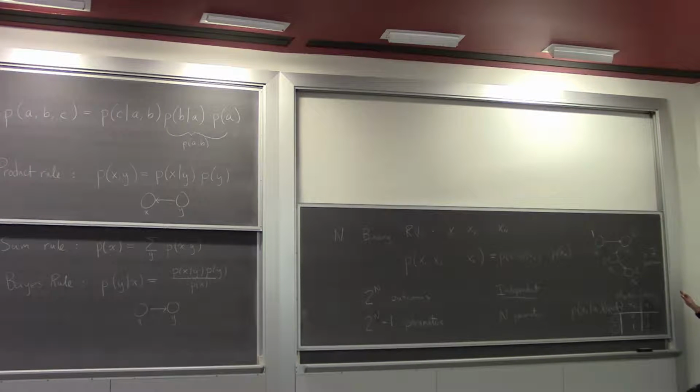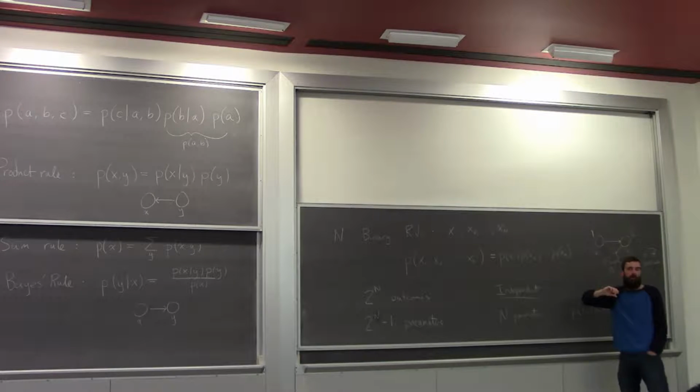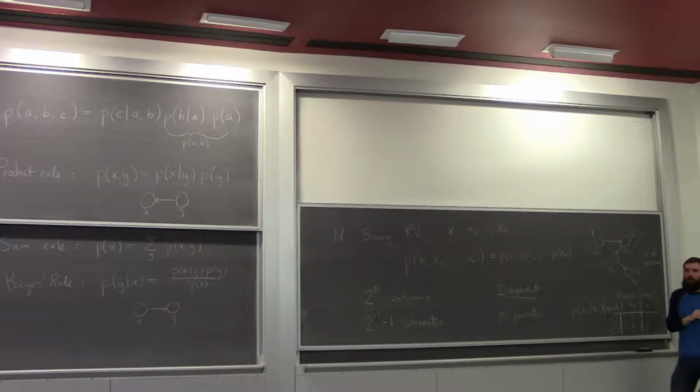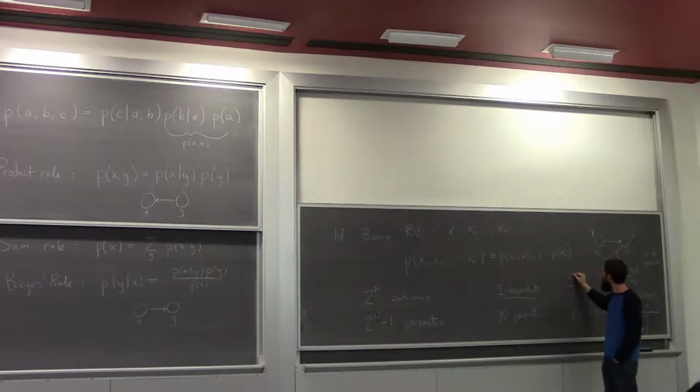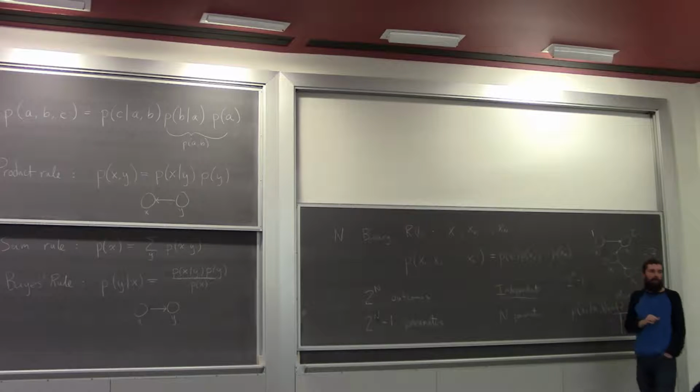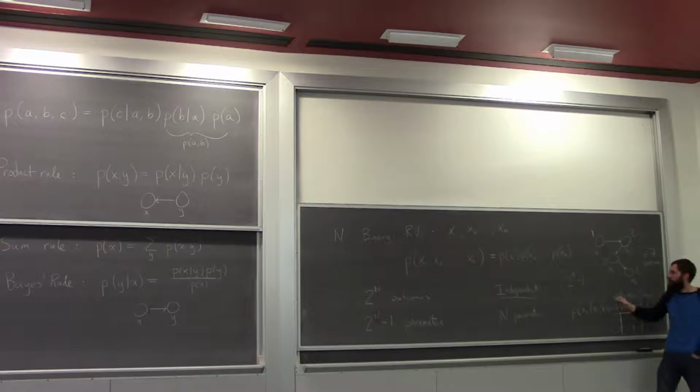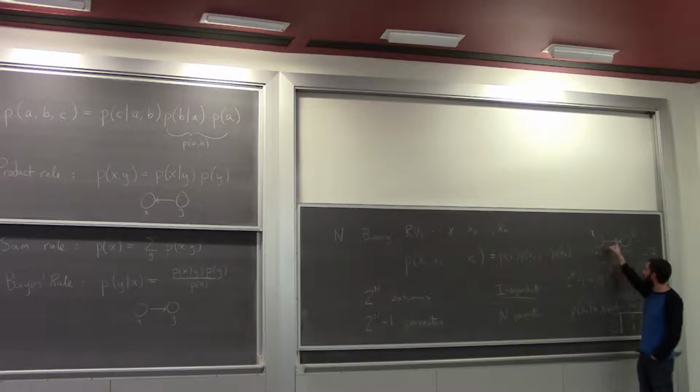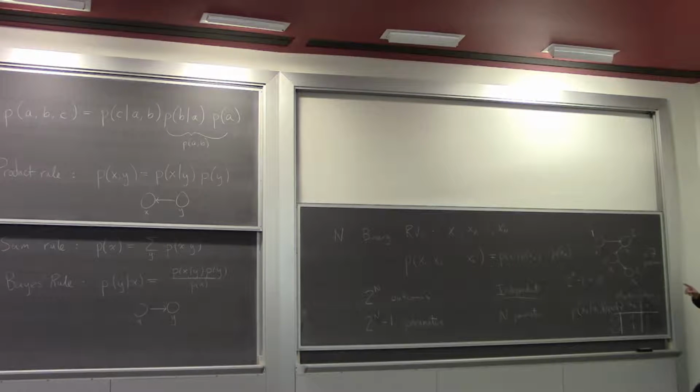How many would I need for a full joint distribution of 4 variables? Here's 2 to the 4 minus 1, right? 16 minus 1, so I need 15. So I have basically cut my parameters down in half with this particular example. Now, in general, 2 times n minus 1 plus 1 is basically the general formula.